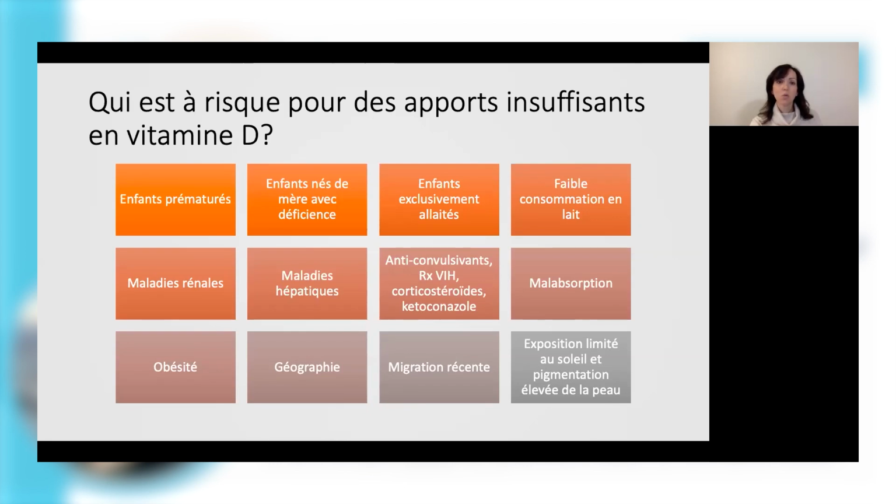Anybody who has a kidney disease or a liver disease. Why? Because we need those two organs to function, to hydroxylate the vitamin D, and therefore to activate it and make it useful and usable by the end organs. Kids, like I said, who are on antiepileptics, kids who are on antiretrovirals, steroids, and even ketoconazole, malabsorption, obesity. Why obesity? Because the vitamin D gets trapped in the fat cells and doesn't really become metabolically active. And obviously, as you know, recent immigrants who have migrated from a low latitude country to one like ours with a lot less vitamin D sun exposure.